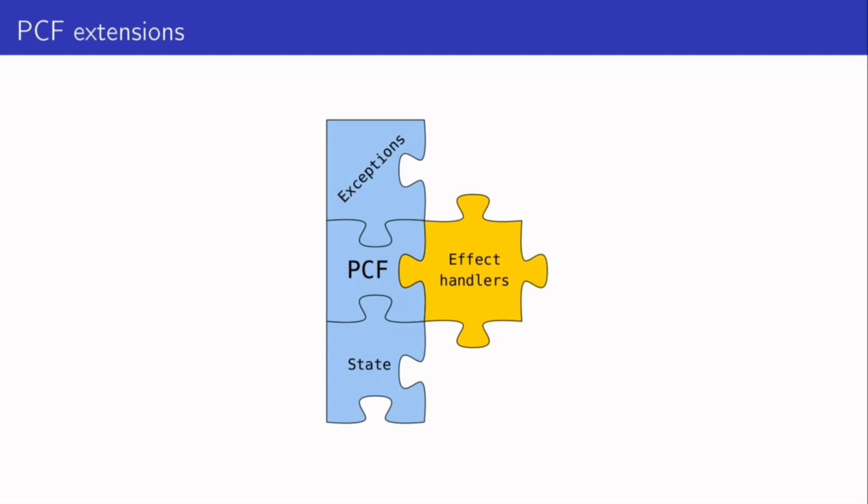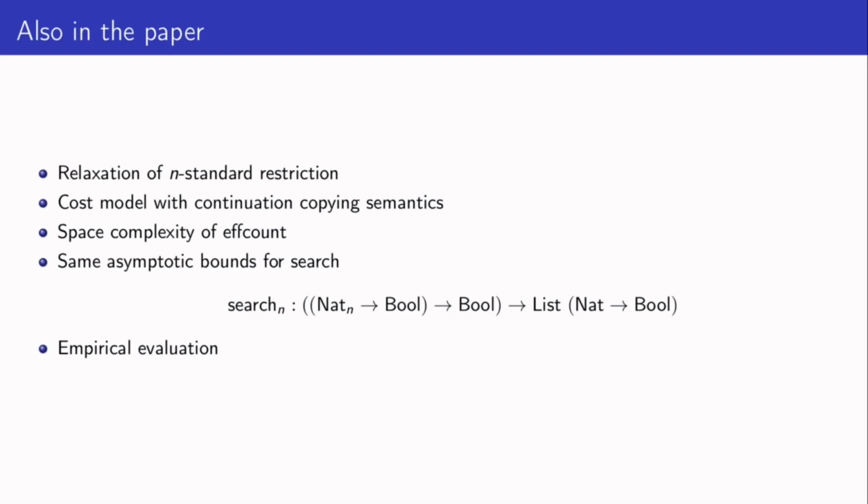Furthermore, in the paper we also discuss how to relax the in-standard restriction. That is, the predicate models no longer need to be perfect binary trees, and we can account for repeated queries, and we don't even need to query all the components of a point. We also consider how to extend the problem to search. That is, instead of returning the number of times this predicate was satisfied, return the points that satisfied the predicate. And we show that the same asymptotic bounds apply to the search problem. We also conduct an empirical evaluation.